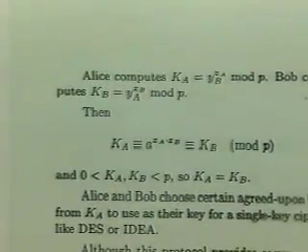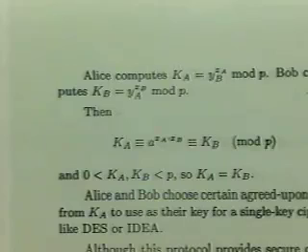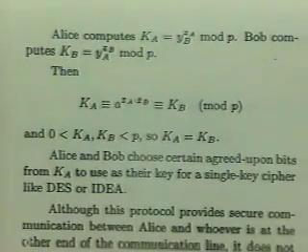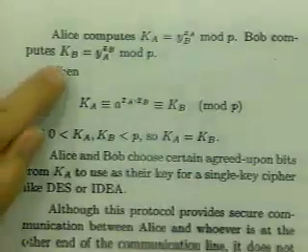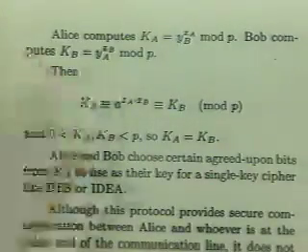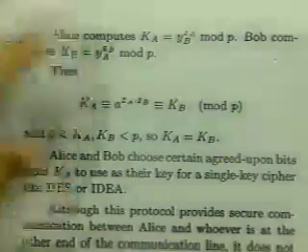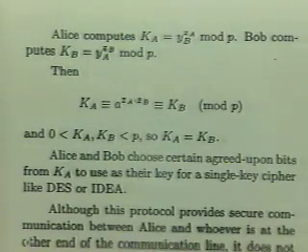Okay, so having done that, Alice computes K_A, which is Y_B, this is the number that she received from Bob, and she raises it to the power X_A. Likewise, Bob computes a number K sub B, which is Y_A. Y_A is the number that Bob received from Alice. And this is called K, and raises that to the power X_B.